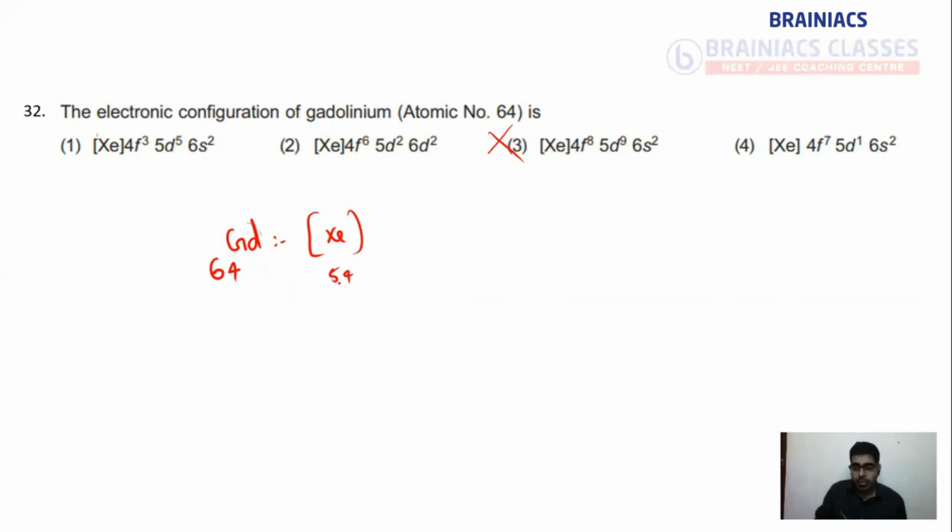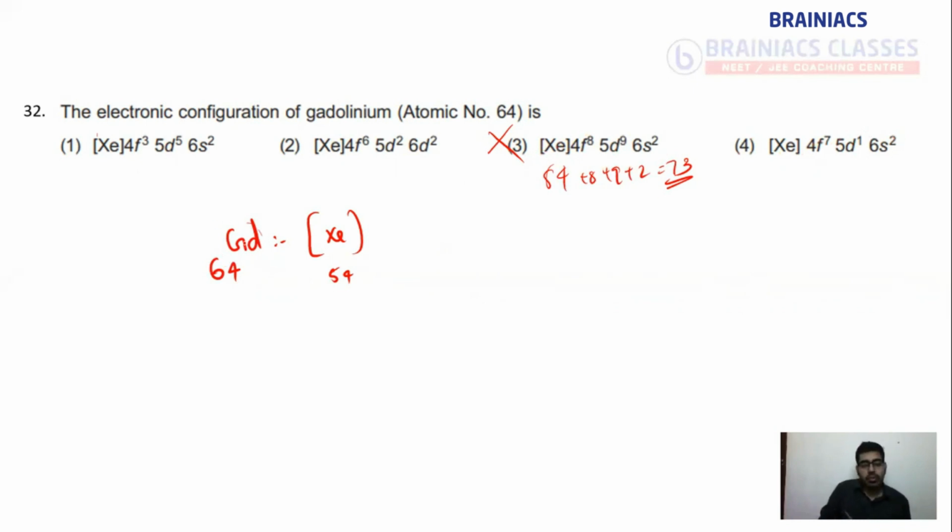Xenon has atomic number 54. Now the remaining 10 electrons: 54 plus 10 is 64. Here, 54 plus 8 plus 9 plus 12. So 54 plus 10 is 64, plus 9, you will get 73. So this is not the right answer. And this one, xenon 54, 54 plus 7 plus 1 plus 2, that is 54 plus 10, 64. So option 1, 2, 3 contain 64 electrons.